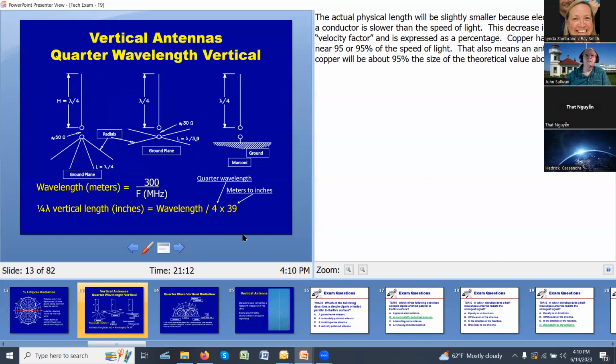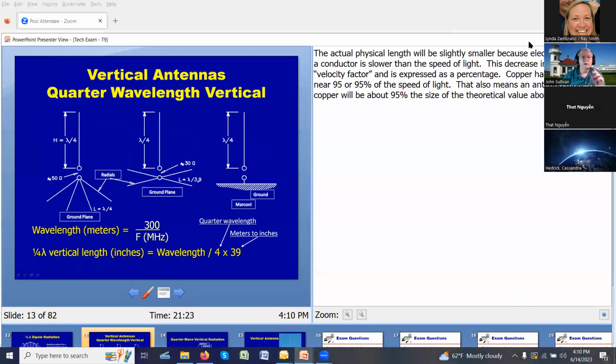So if you want to take a look at a vertical antenna instead of that horizontal one, this is an illustration of three situations with vertical antennas. I do want to get back to the length for just a second, though. When I say it's a wavelength, it's actually going to be slightly less than the actual wavelength calculation that you have.